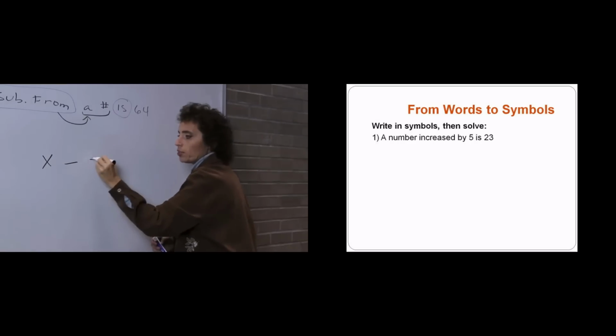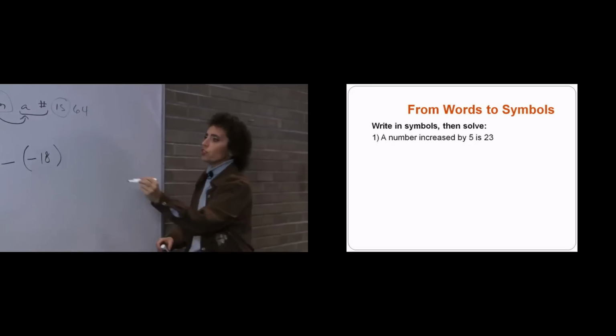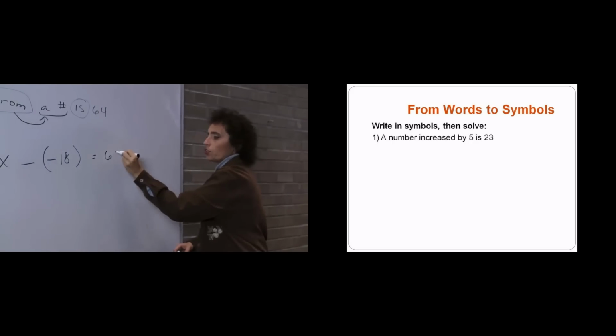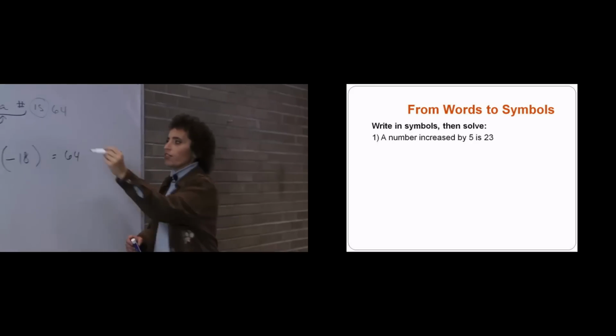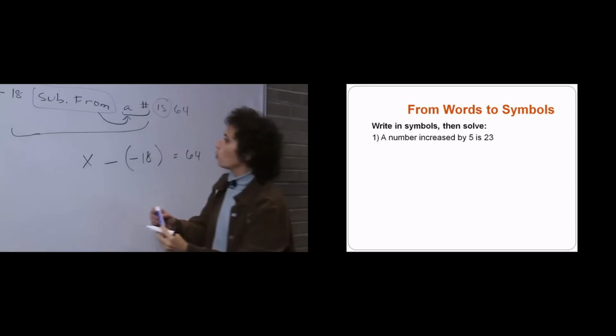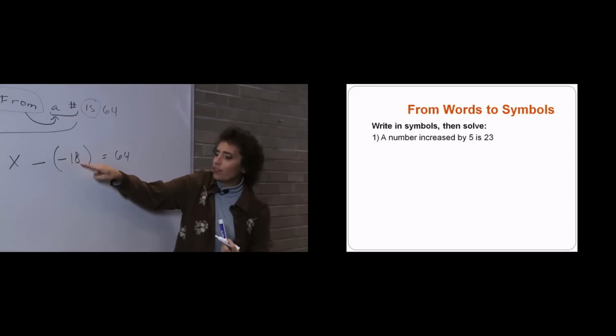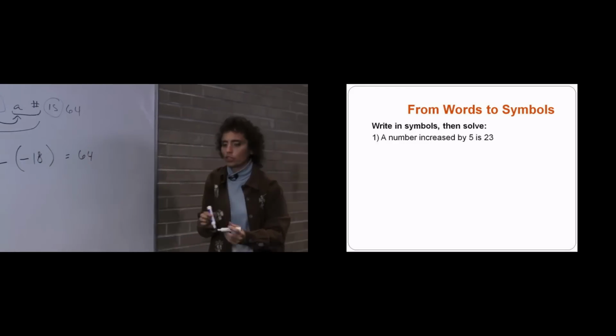You're subtracting negative 18. I'm going to use parentheses because I don't want to have a sign like that, is 64. So I did everything on the left side of is first. Whatever comes after the word from went first. A number went first. Subtracted from, negative 18 equals 64. So that's what you have for that one.